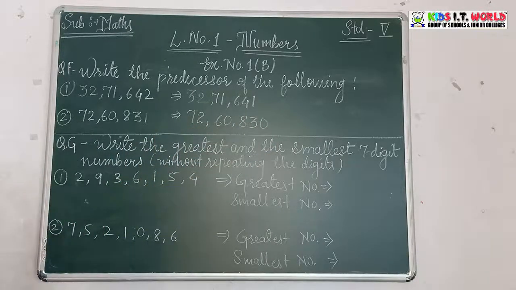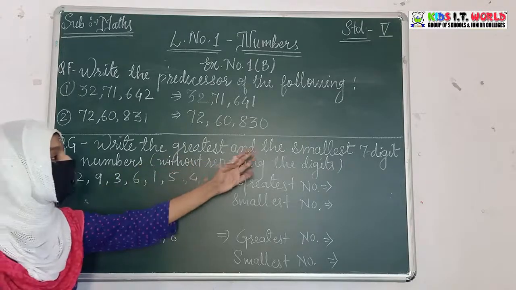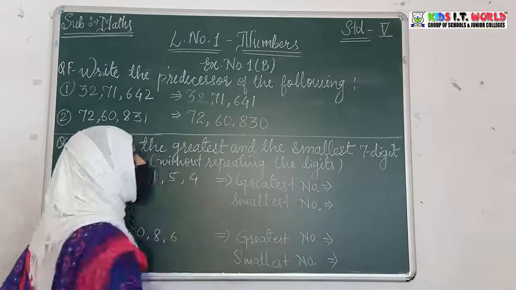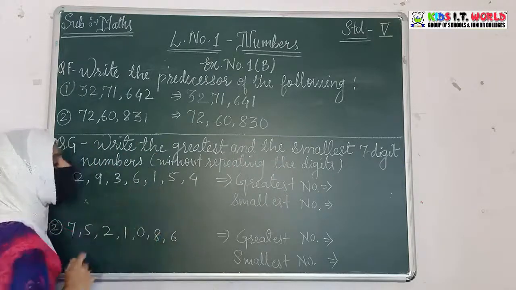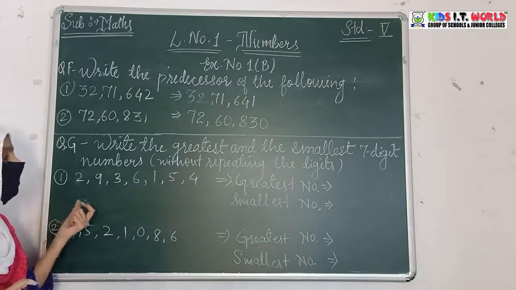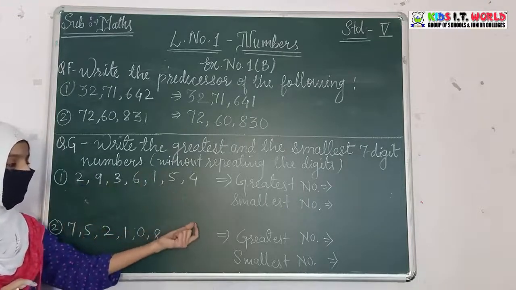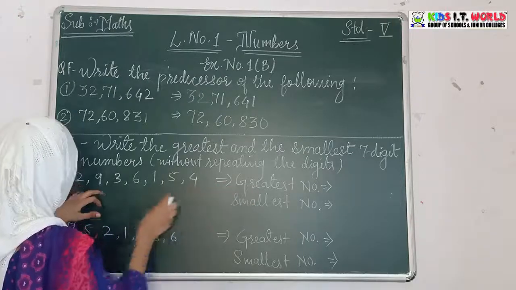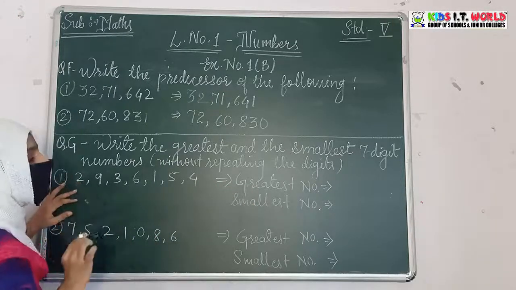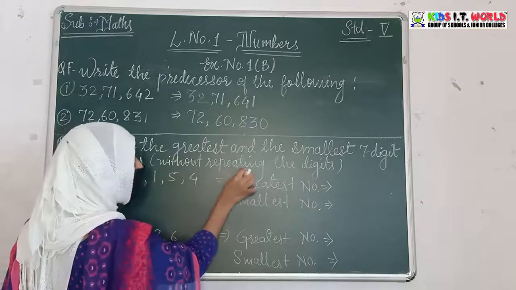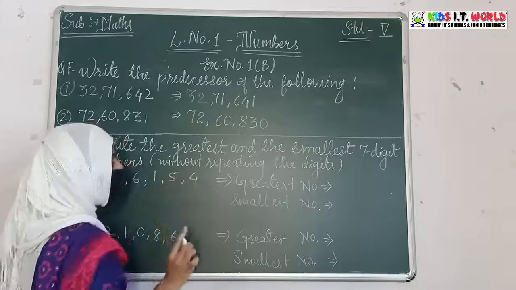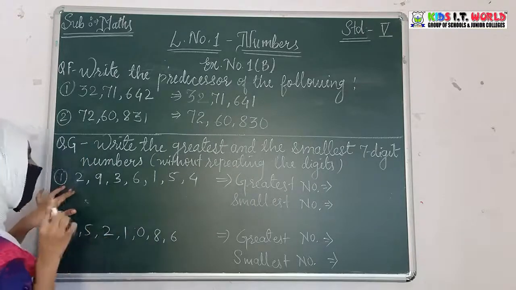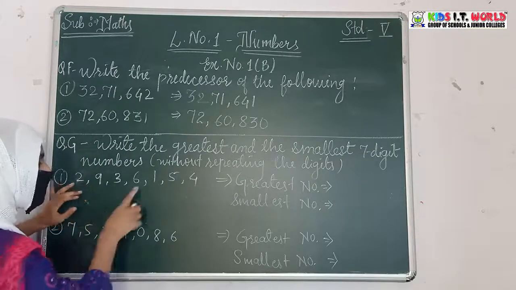Now the next question is: write the greatest and the smallest 7-digit numbers without repeating the digits. Means from the given digits you have to write the 7-digit number, both greatest and smallest. We will start with the greatest number using these digits, but we don't want to repeat a digit, because in the question they have said without repeating the digits. So first we will see the greatest number.